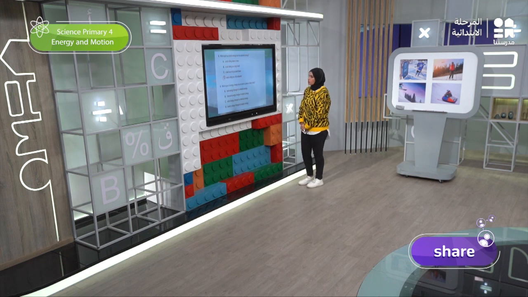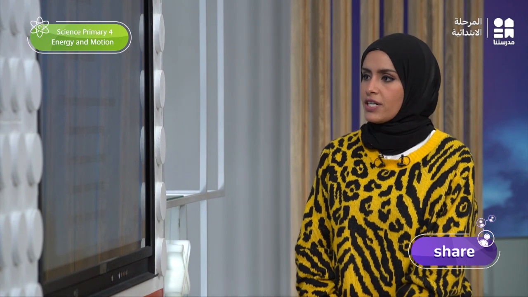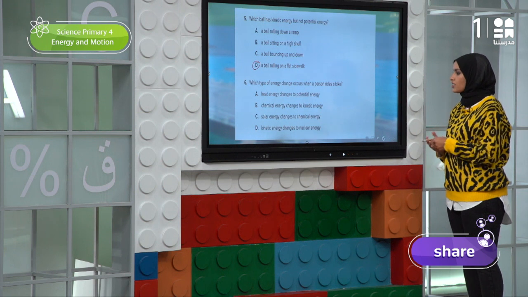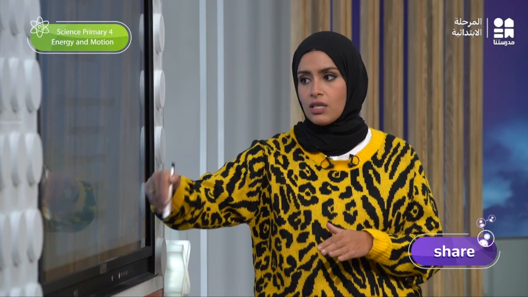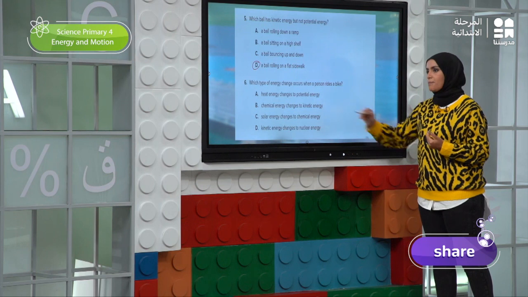Question number 6. Which type of energy change occurs when a person rides a bike? Heat energy changes to potential energy. Chemical energy changes to kinetic energy. Solar energy changes to chemical energy. Kinetic energy changes to nuclear energy. مبدئيا احنا ما اتكلمناش عن nuclear energy ولا solar energy. So we are between A and B.